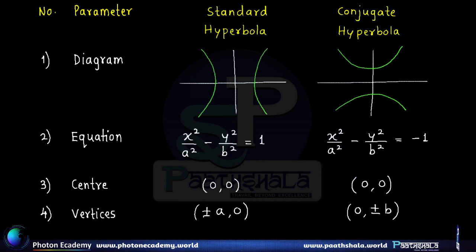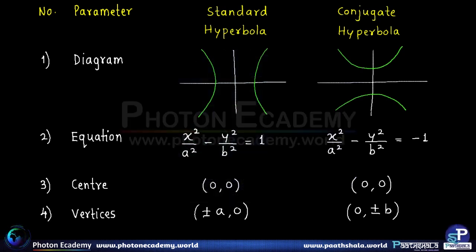The equation of the standard hyperbola we have already derived, that is x square upon a square minus y square upon b square equal to 1. So the only difference in the equation of the standard hyperbola and the ellipse, if you remember, is the change of sign. Okay, in case of ellipse it was plus, here it's minus. In case of conjugate, the right hand side becomes minus 1 instead of plus 1.